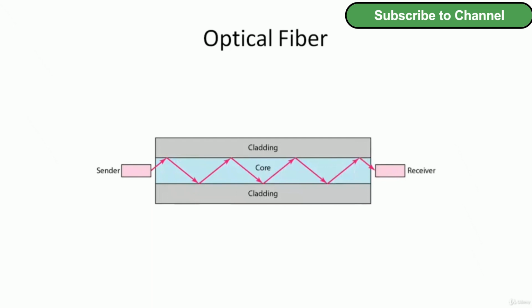So here, you can see the optical fiber cable structure. The sender is there, then the receiver is there, then the middle one is the core, and above that on both sides cladding is there. So this light signal transmits, it is reflected back, and again the reflection takes place, and like this it is transmitted up to the receiver.